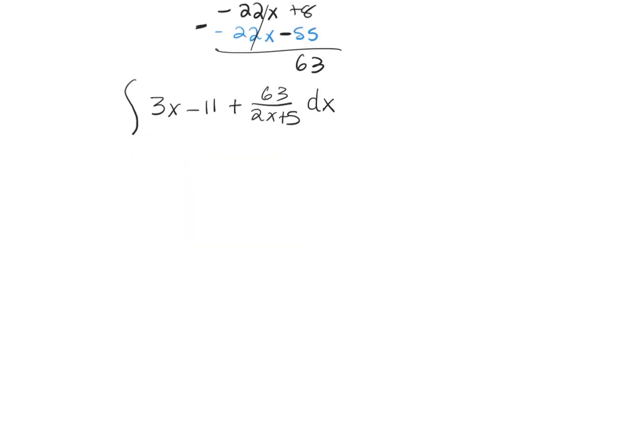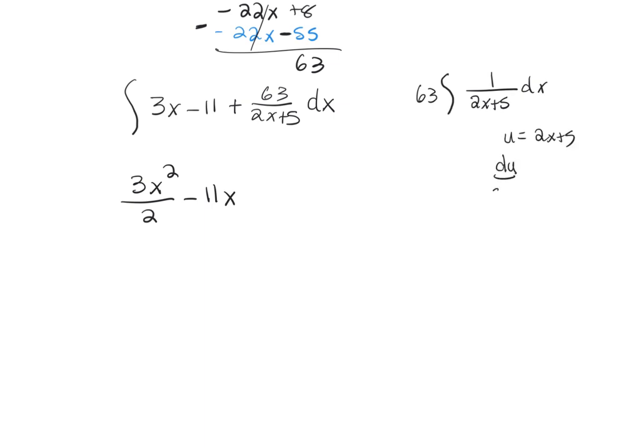So now if I find the antiderivative of each term, I'll have 3x squared over 2 minus 11x. And then off to the side, I'm going to think of this integral of, I'm going to bring 63 out, 1 over 2x plus 5. And then we're going to do u substitution for this term. Okay, so then the derivative of our u is just 2. So dx is du over 2.